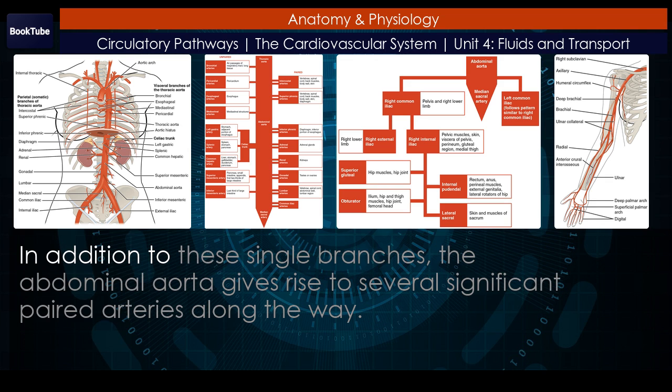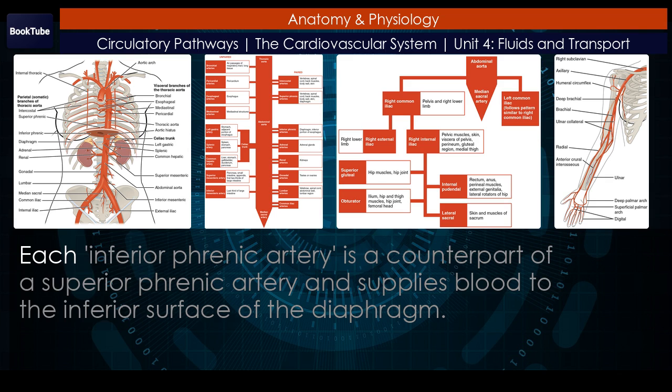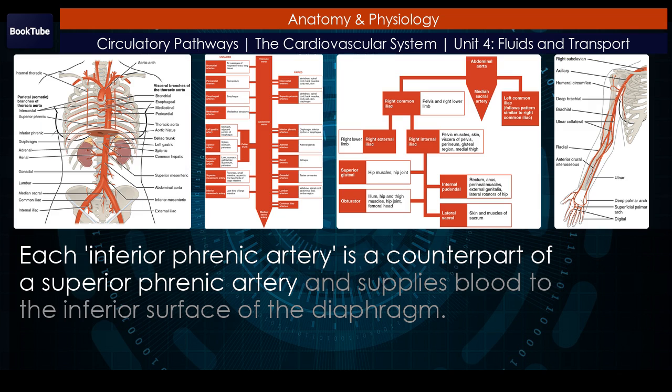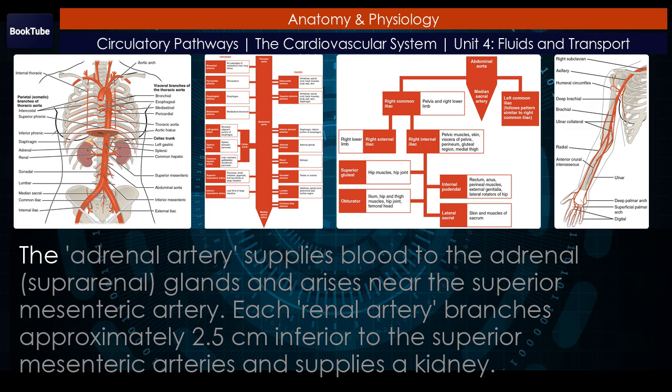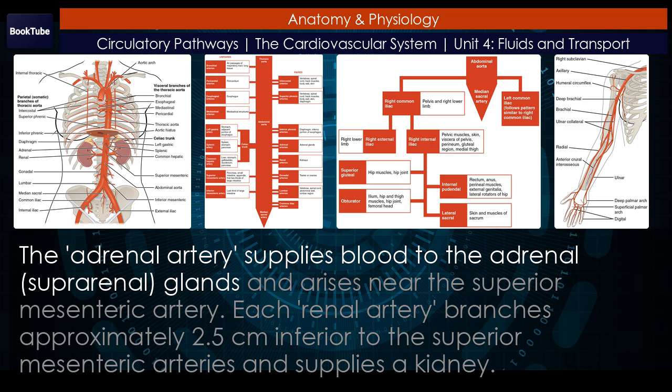In addition to these single branches, the abdominal aorta gives rise to several significant paired arteries along the way. These include the inferior phrenic arteries, the adrenal arteries, the renal arteries, the gonadal arteries, and the lumbar arteries. Each inferior phrenic artery is a counterpart of a superior phrenic artery and supplies blood to the inferior surface of the diaphragm. The adrenal artery supplies blood to the adrenal, or suprarenal, glands and arises near the superior mesenteric artery.